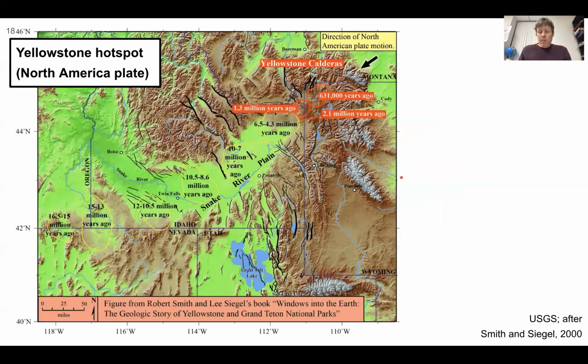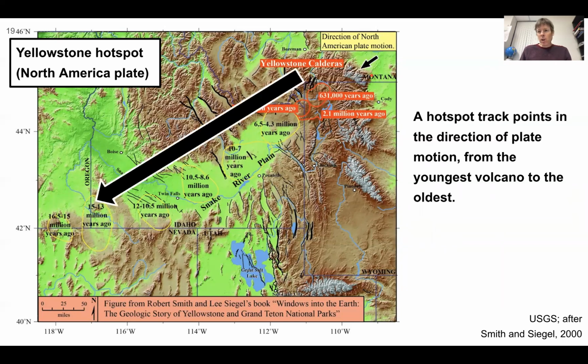This shows another look at the same thing. It's a little harder to see the states, but here's Montana, here's Wyoming, here's Utah, Idaho, Nevada, and you can see these circled sections, but you also see really nicely the topography and the bathymetry as well. And this shows 631,000 years ago is the age of this last eruption here. And then 1.3, 2.1 million years ago. And this shows the direction of North America plate motion, again, with respect to the hotspots. So the track points in the direction from the youngest to the oldest, and that is also the plate motion.